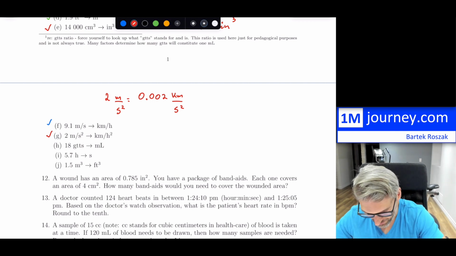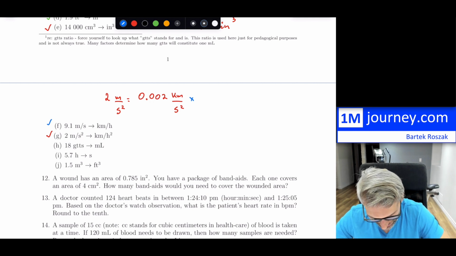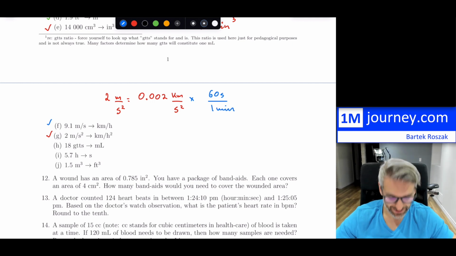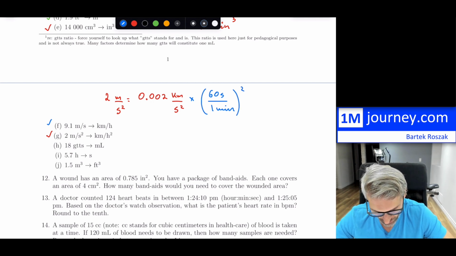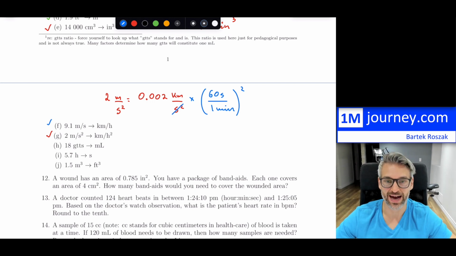Now, next, maybe I'll switch colors. Now we're going to have to multiply, and we don't want to have the seconds. This one is going to be a little tricky. So first of all, seconds, well, 60 seconds is 1 minute. So that's that. But now, notice that it's squared, right? So I have to square this out so that I get rid of the seconds squared that I would have.